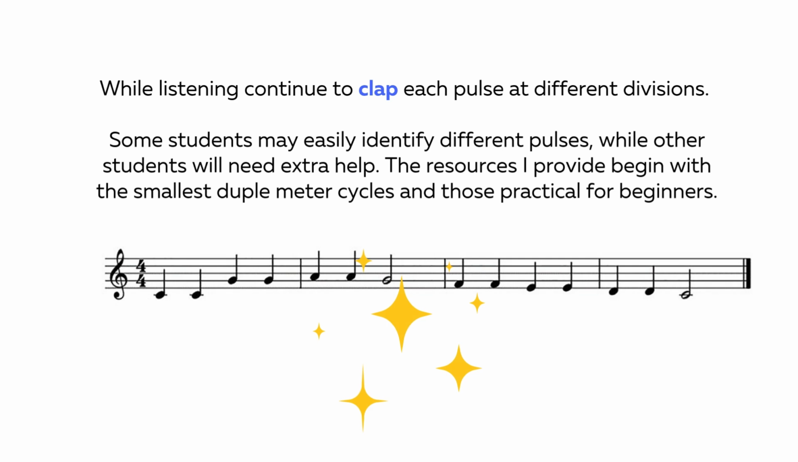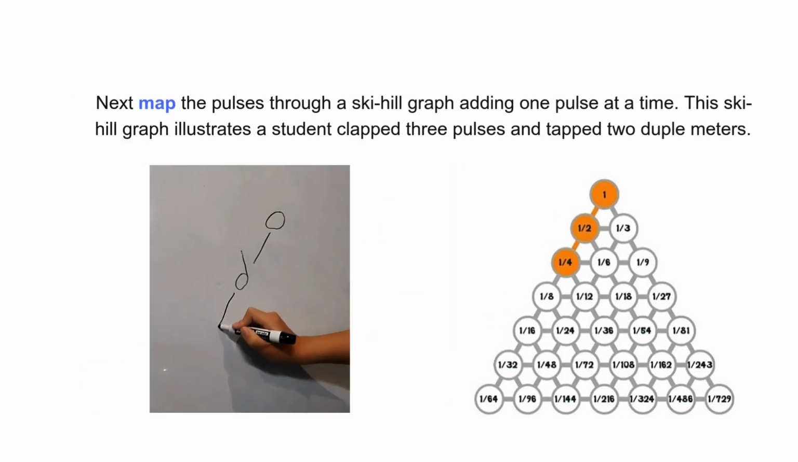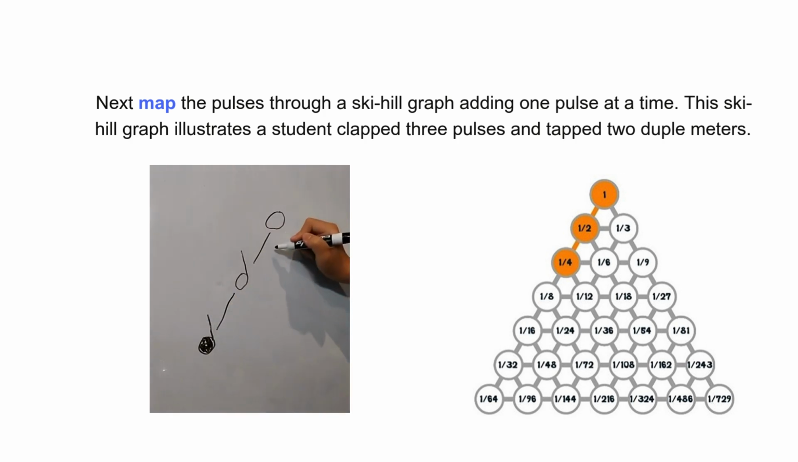While listening, continue to clap each pulse at different divisions. Some students may easily identify different pulses, while other students will need extra help. The resources I provide begin with the smallest duple meter cycles and those practical for beginners. Clap and tap each pair of pulses 2 to 1, minimal duple meters. Next, map the pulses through a skill graph, adding 1 pulse at a time. This skill graph illustrates a student clapped 3 pulses and tapped 2 duple meters.